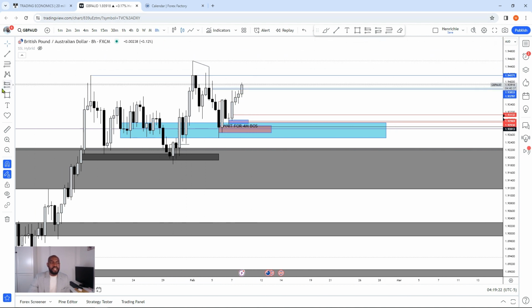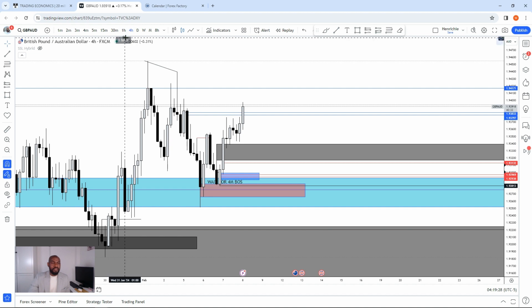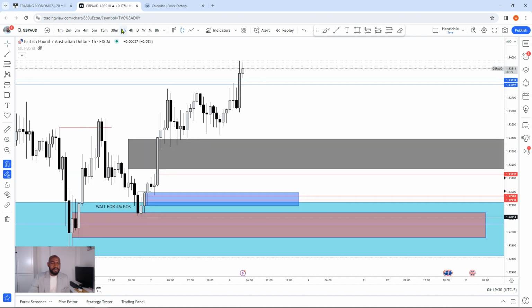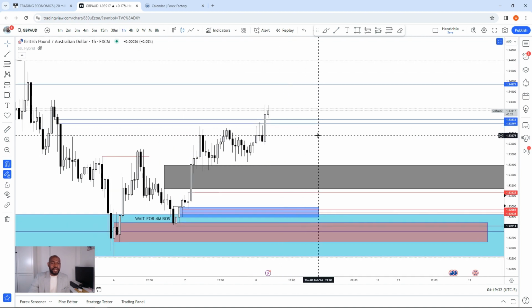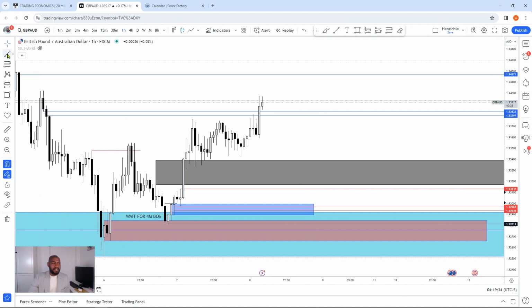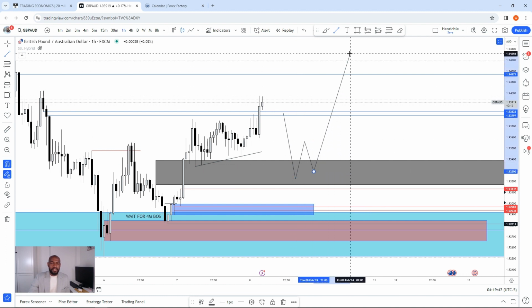But if for any reason we should visit into this key level, then I'll be interested in looking for potential continuation to the upside, even though I really doubt price is going to do that. But anything is possible in the marketplace, because this right here is also liquidity, and price could potentially want to run sell side liquidity one last time before a continuation to the upside.